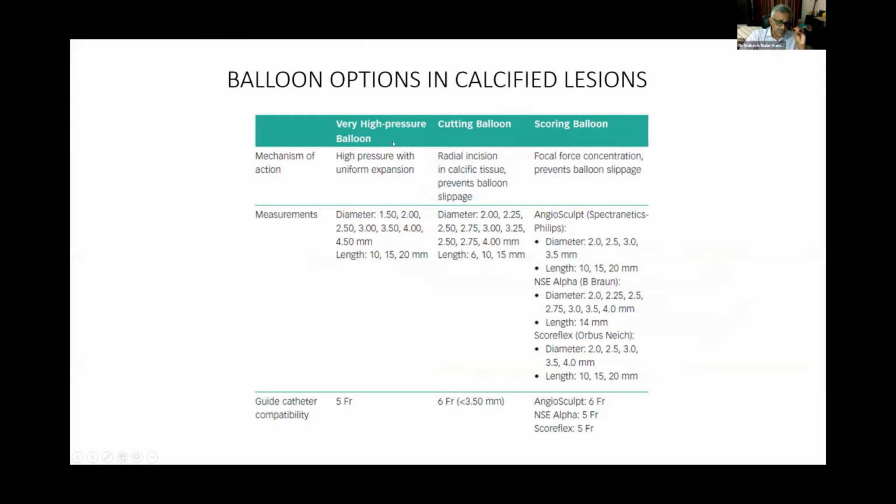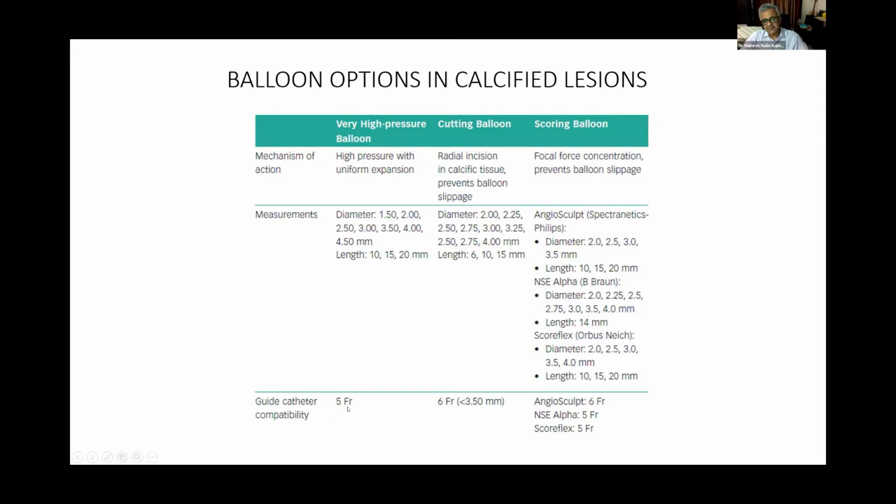So I'm going to emphasize the high-pressure balloon with uniform expansion. You can have a cutting balloon, or you can have a scoring balloon, which the second part of the speech will be on. So what is so great about the high-pressure balloon? It has diameters varying from 1.5 to 2.5 up to 4.5, and lengths varying from 10 to 20. Here the diameters all start from 2.0 and the length stops at 15. Here the diameters again start from 2 and the length stops at 20. So this is the difference between the very high-pressure balloon, cutting balloon, and scoring balloon.